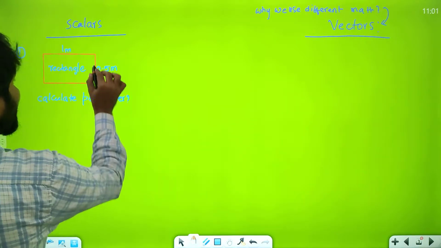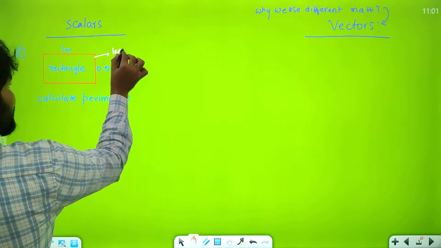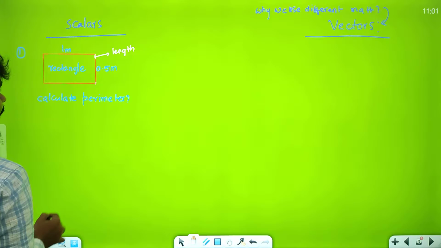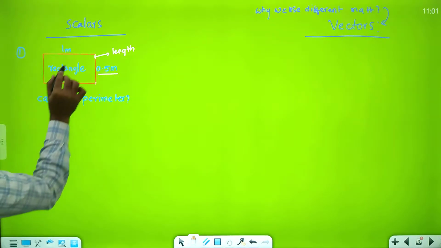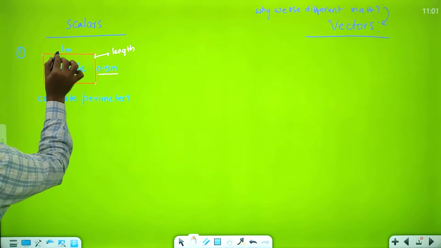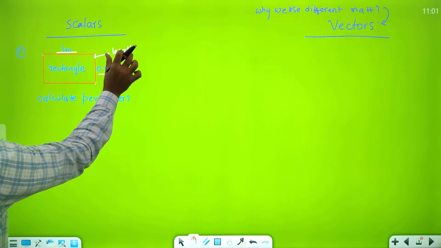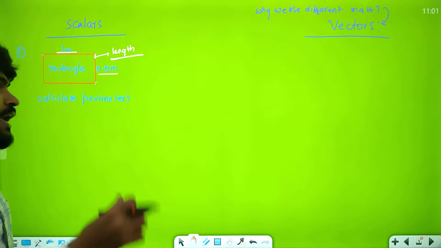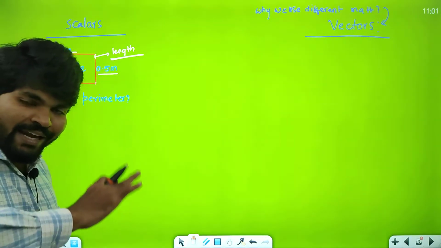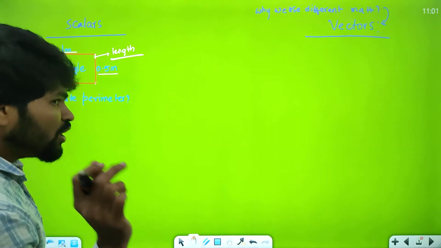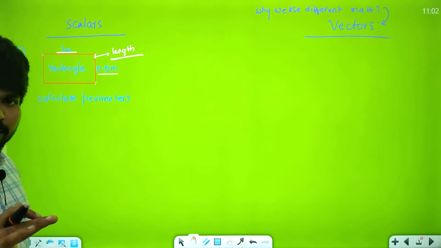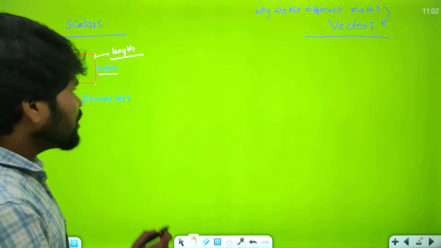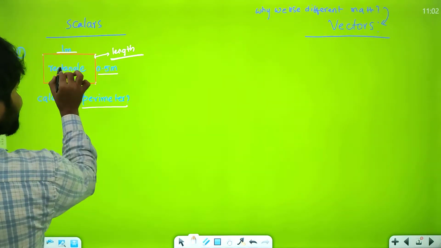See, this is a length, this is a side, nothing but length, right? From here to here it has length 0.5 meters. From here to here it has length 1 meter. So I got a physical quantity, that is a length. I have to know whether this physical quantity is under the category of vector or scalar. We know that length is a scalar. So that's why I have to use mathematics to find the perimeter of the rectangle.